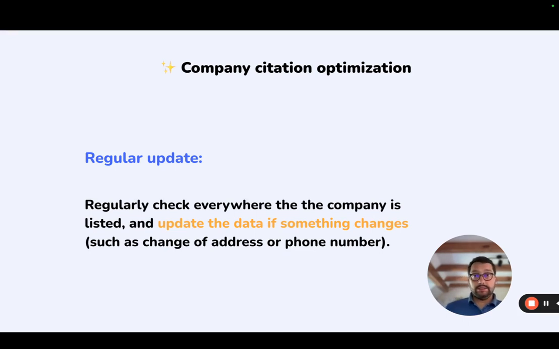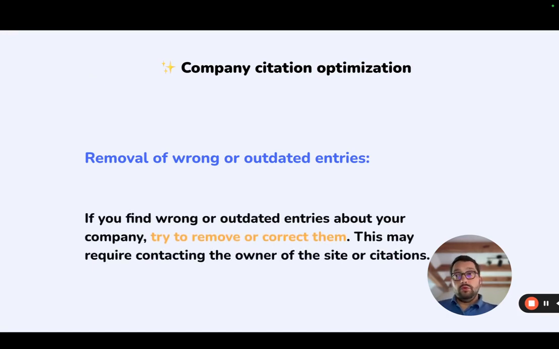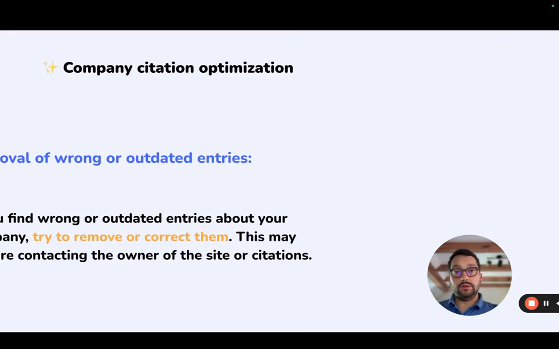And how to optimize citations? Again, regular updates, regularly check everywhere the company is listed. Update the data if something changes, such as your phone number, address or opening hours. That's really important. And remove wrong or outdated entries, outdated information. If you found anywhere something is not right about your business, try to correct it. Sometimes you can do it yourself manually. Sometimes you need to contact the owner to change it, but nevertheless, it's always worth doing.